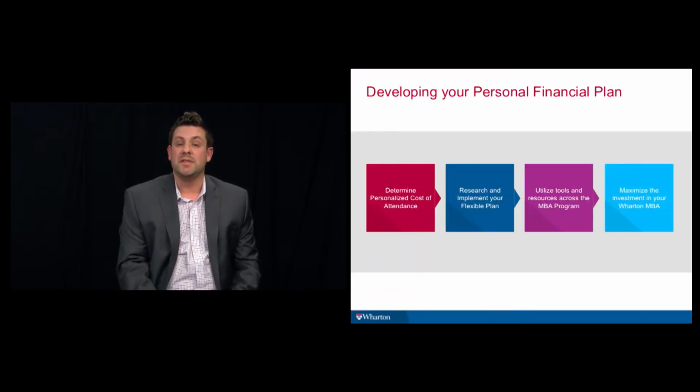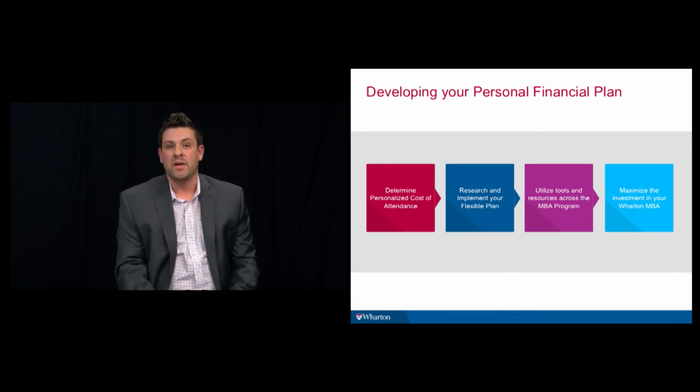First are some expectations of what you can get out of this session today. First is to determine the personalized cost of your attendance. This includes the standard budget that's on our website, plus the additional items which go hand in hand with those. Next, we'll discuss how to research and implement your financial plan. This includes both funding sources internally, externally, loan options, and other availability of funding and work options.